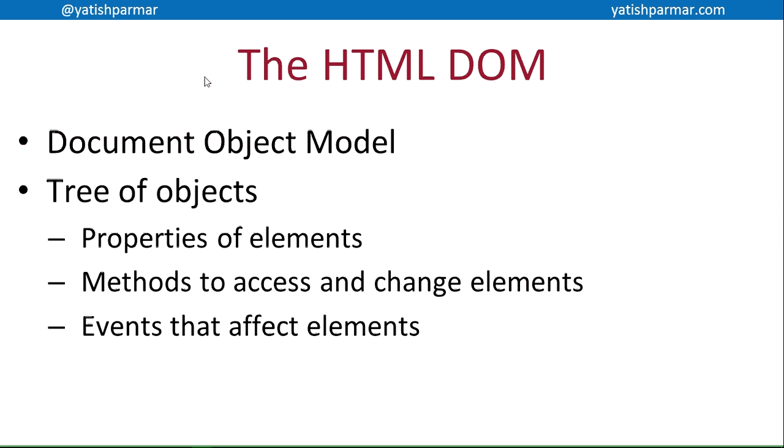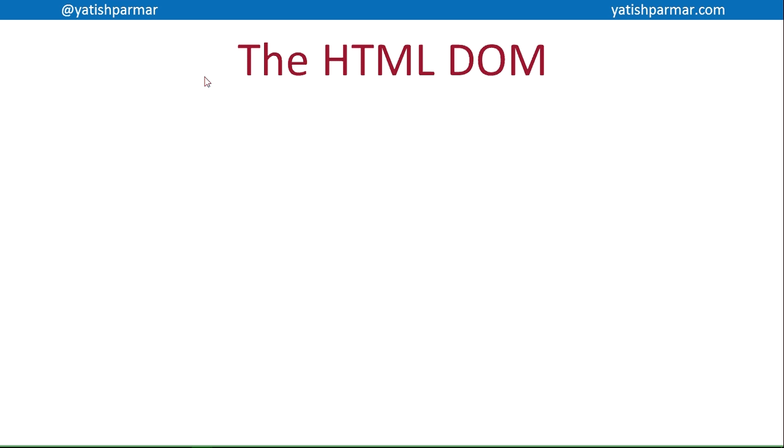What we're using is something called a document object model. The document object model is a tree structure which represents the page. We are navigating around that tree structure, picking out the different objects of interest to us. You can pick up properties of the different elements. You can use methods that access elements and change them, or you can change events.